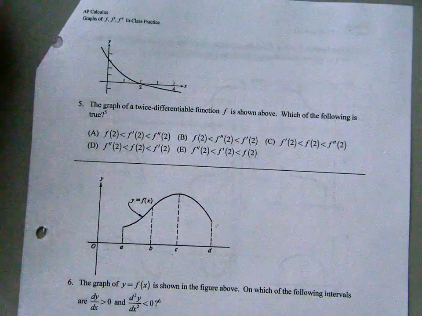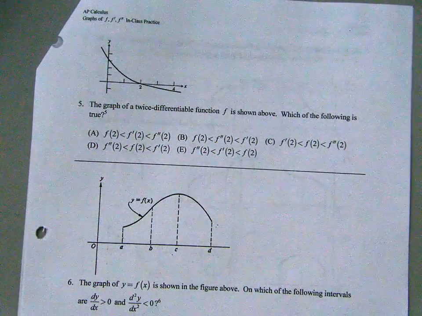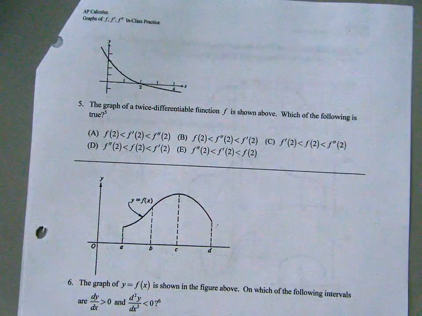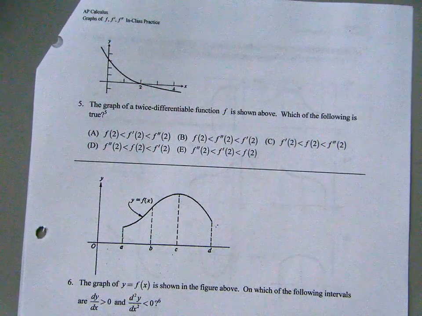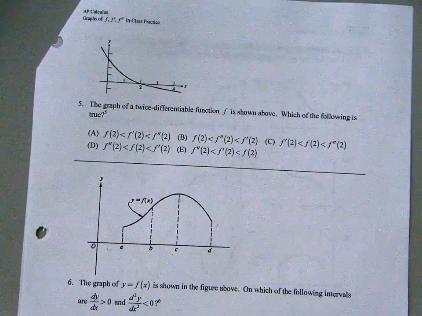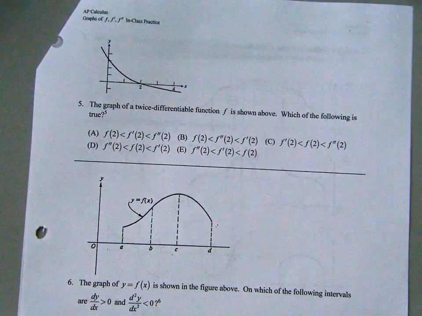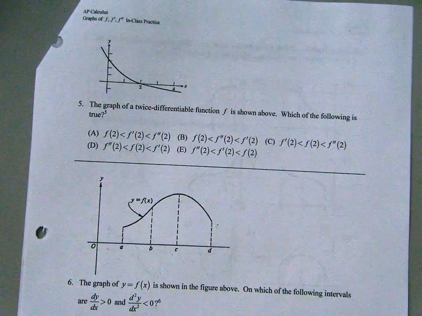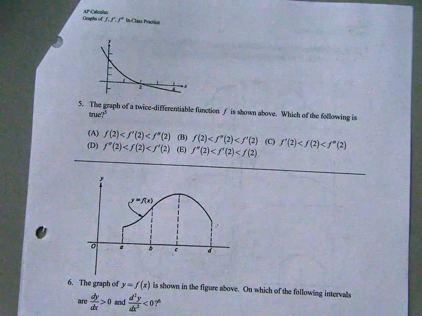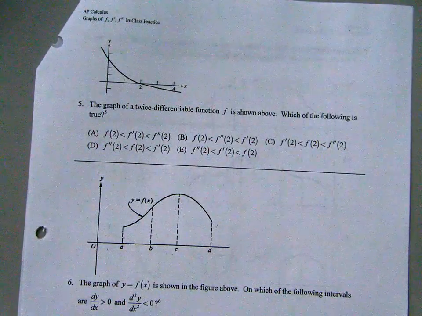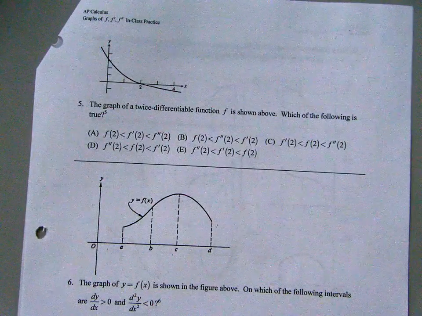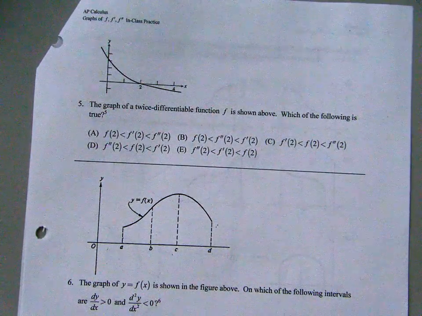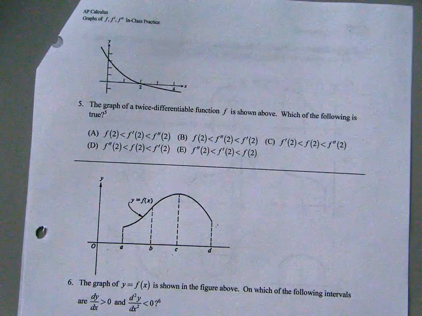I want to do number 5 together. I think I actually want to do 5 and 6 together. Read 5, but don't do anything yet. And I think the first really important thing, and this is actually a little bit of a tricky question, is to figure out what we have the graph of. Michael says f double prime. Good? What did you say?